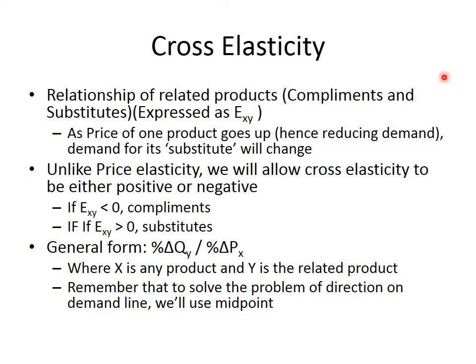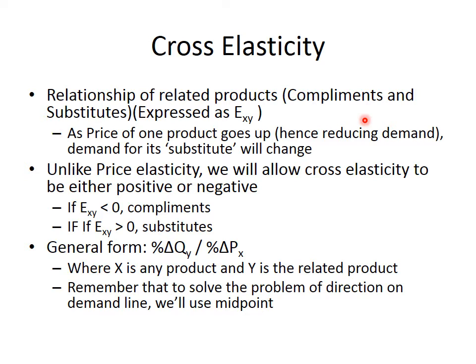If a related product is a complement, the demand for the complement will go down. So if two products are substitutes, their quantities are going to go in opposite directions. If two products are complements, their quantities are going to go in the same direction. As a result, if the cross elasticity, which is expressed as EXY right here, is less than zero, they're complementary products. And if the cross elasticity is greater than zero, they're substitute products.